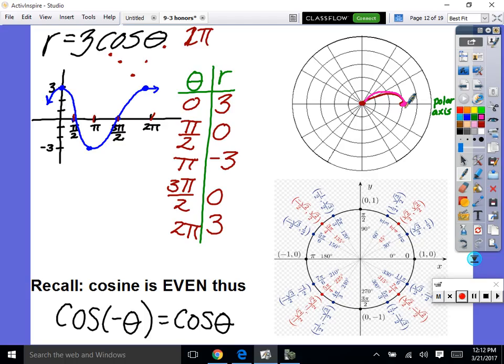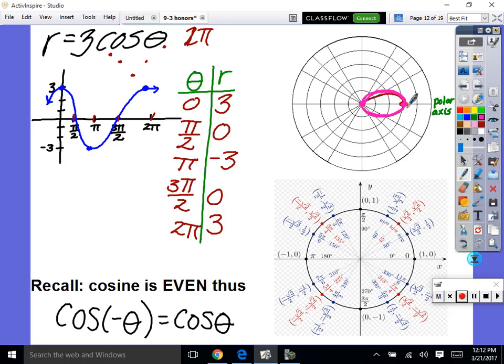And then let's keep going. So then we're decreasing, now increasing. Let's see, where was I? Oh, okay, go to 3 pi halves at 0. Boom, that's there. And then back at 2 pi, we're then at 3. So we increase back to 3, so it makes a circle.